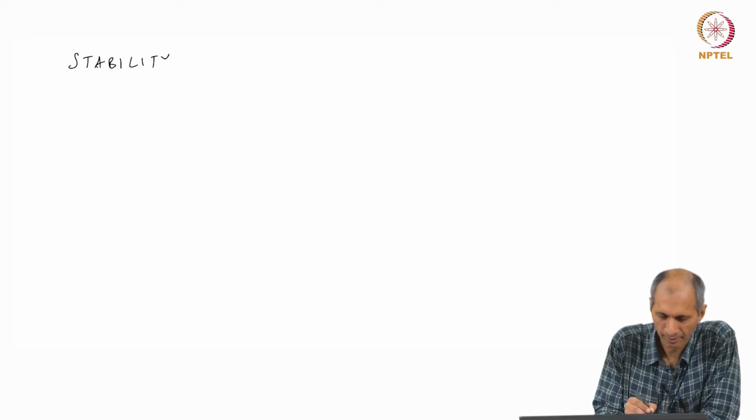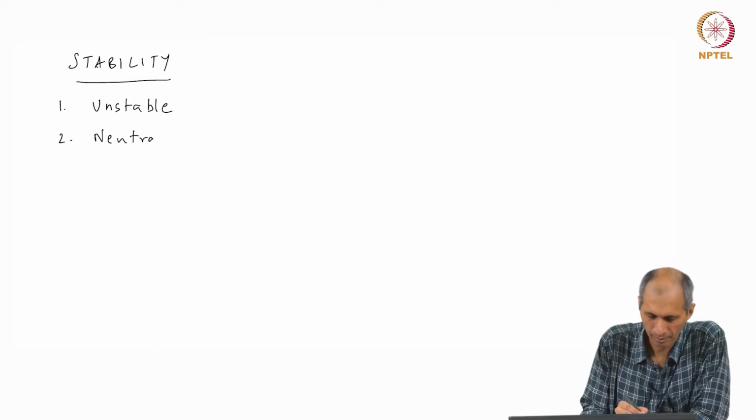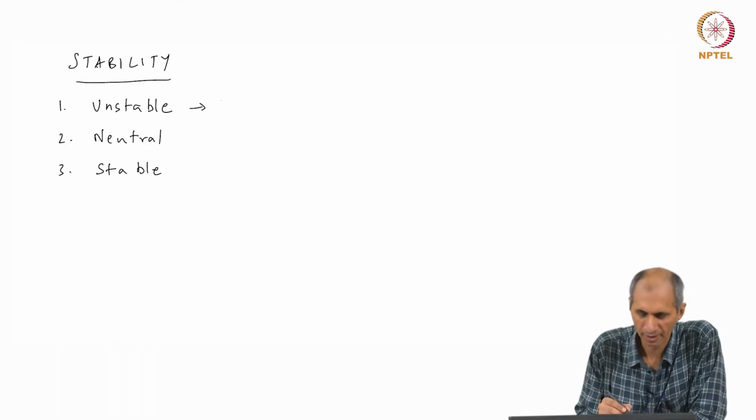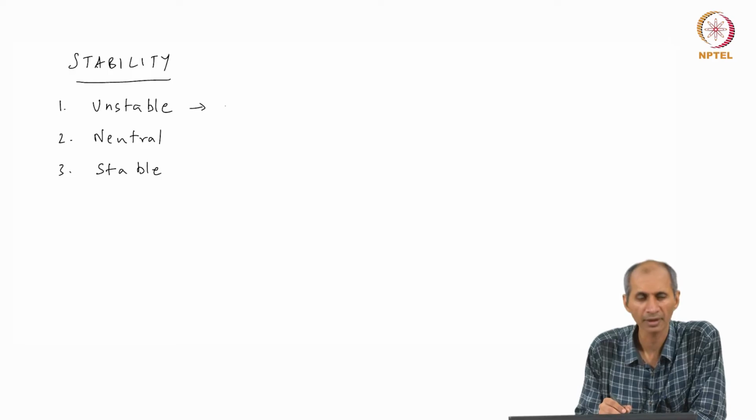So last class we were discussing the basics about transport of pollutants in air, the issues of stability. So we looked at three different cases: unstable, neutral, and stable.